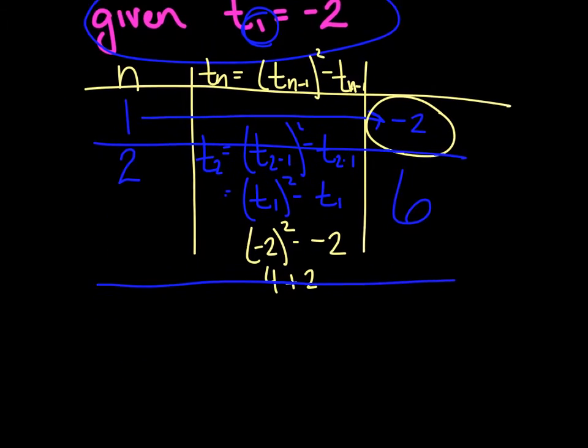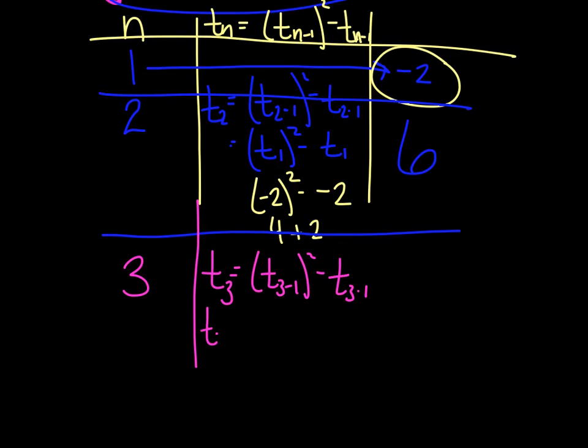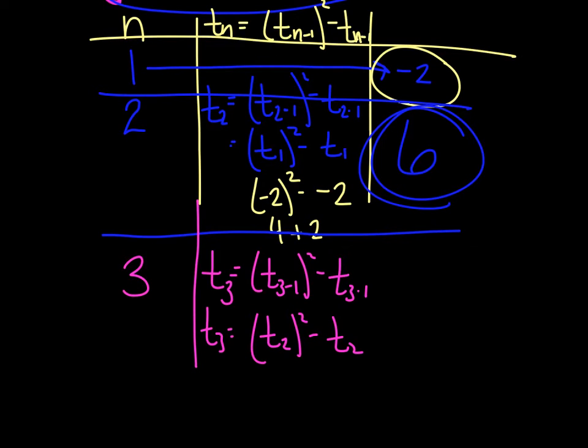Okay, now remember, you needed the fifth term, so we're just going to keep going. If I want the fifth term, I've got to get the third, so carefully replace that. So t sub 3 equals t sub 3 minus 1 squared minus t sub 3 minus 1. Okay, so let's see, t sub 3 is equal to, now, this becomes t sub 3 minus 1 is 2, squared minus t sub 2. T sub 2, if I look back, is 6. So this becomes 6 squared minus 6. So that's really 36 minus 6 is 30, and there is the third term.